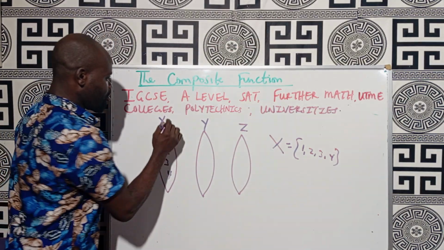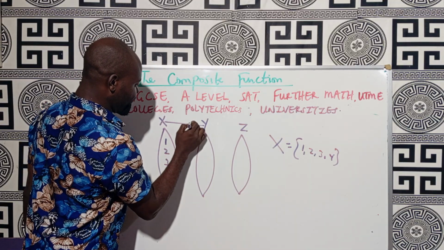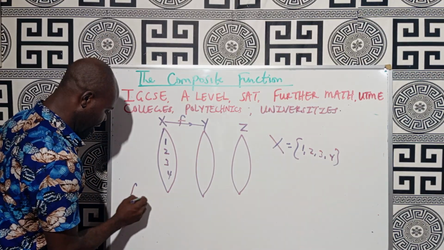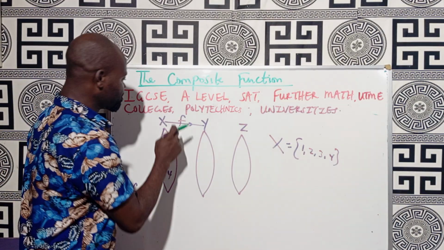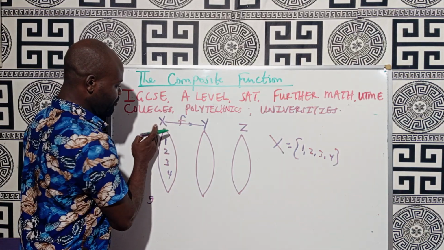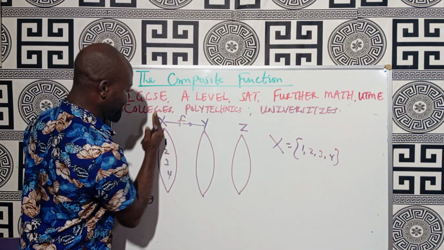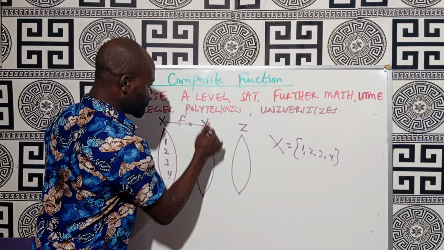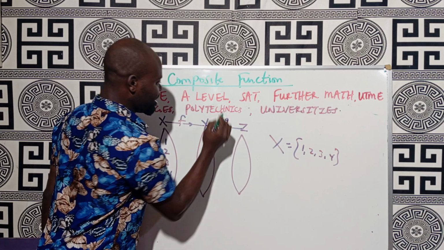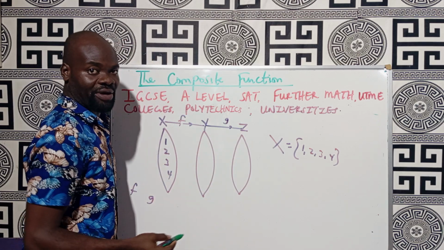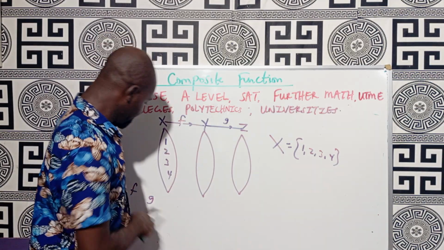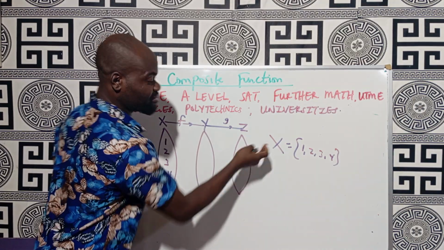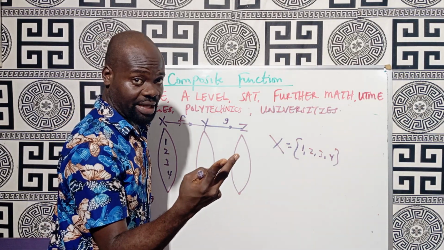Now let's say a function F. Function F is the first function. I'm using two functions, function F and function G. So function F maps these elements from X to Y. So F is the function mapping X to Y. Now let's say another function G is mapping from Y to Z. So we have two different functions, two engines, F and G. F maps X to Y, G maps Y to Z.